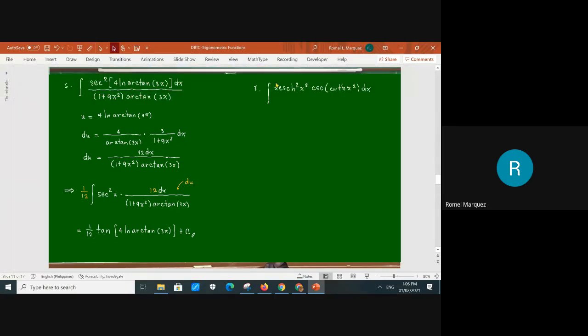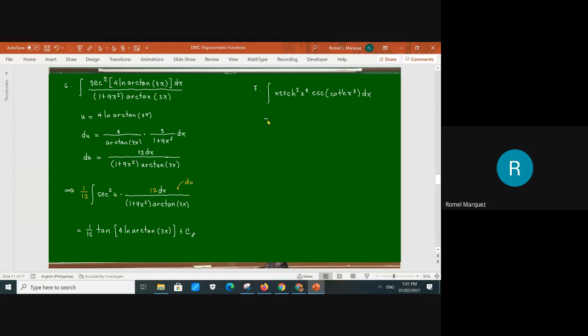Because I don't have a copy of the problem, I'm just trying to make one. I don't know where the book is. I don't have the book with me. Let's see if this will work. What do you think? Cosecant. Okay, let's see. Any suggestion here, guys?